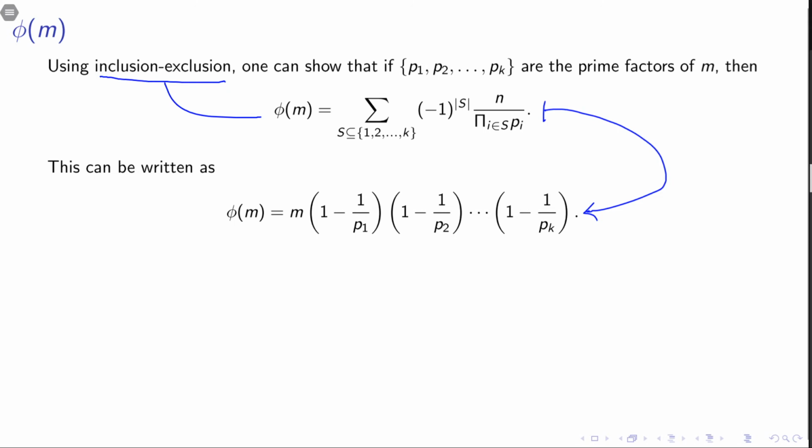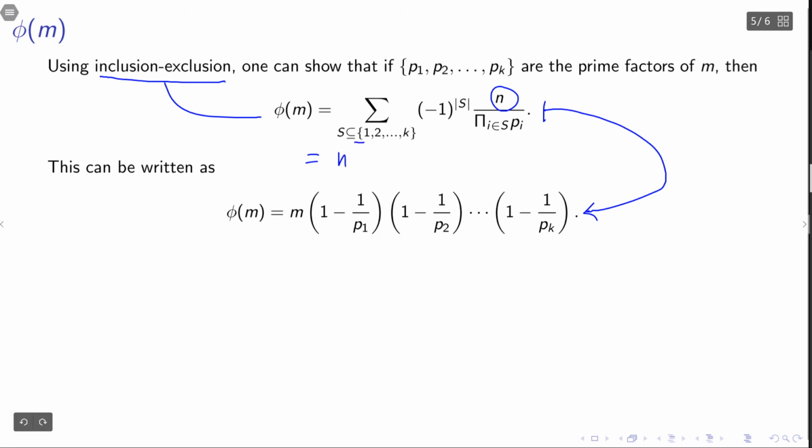Right? I'm not going to work through the details there. But as a first step, you may recognize that this formula for phi of m actually is the following. Well, first of all, n doesn't really depend on the subset S that's indexing this summation. So n you can factor out of the whole thing.